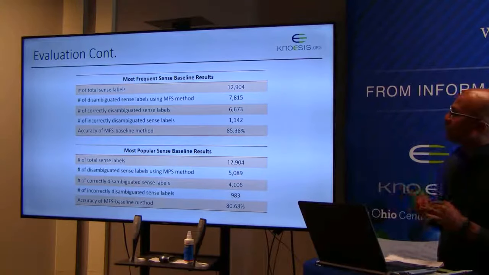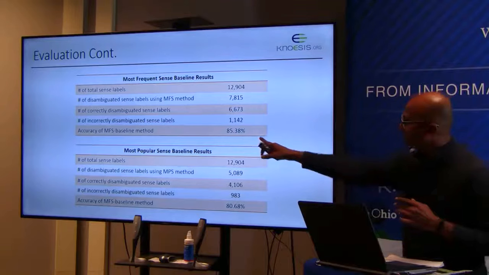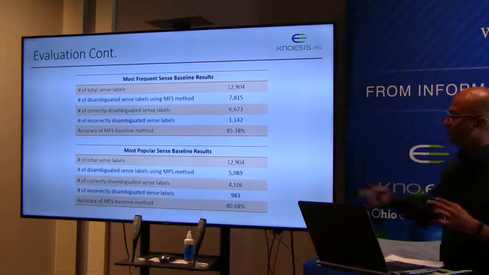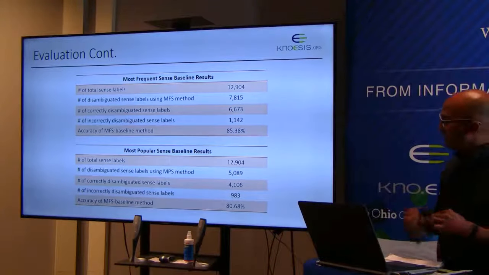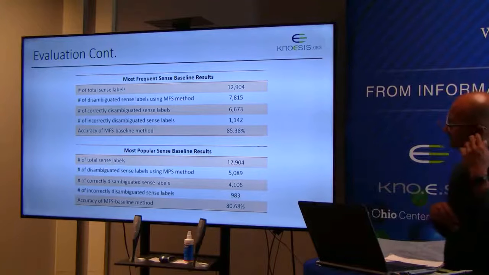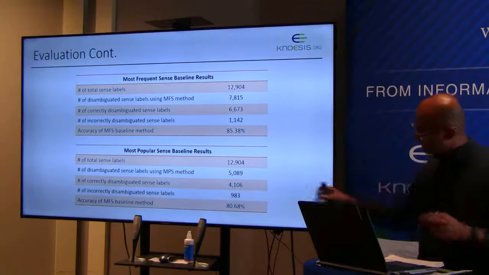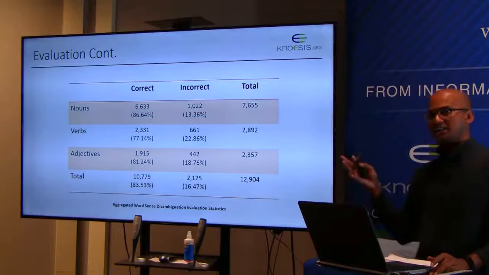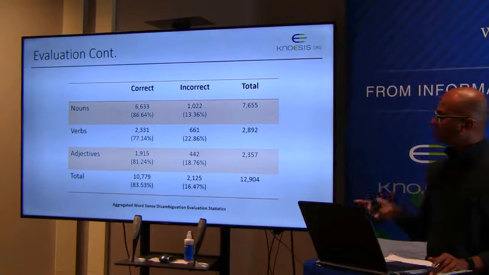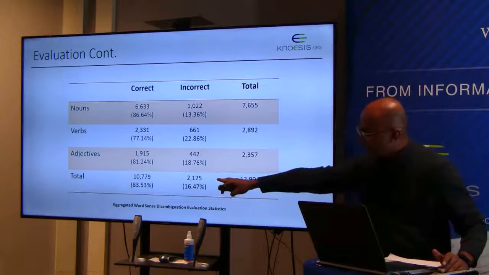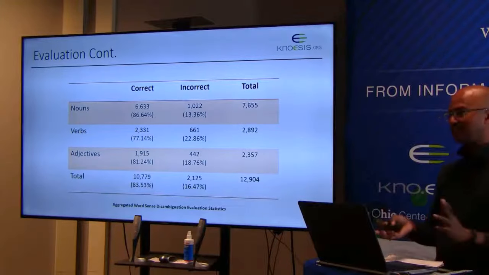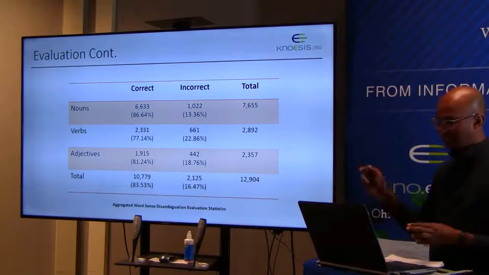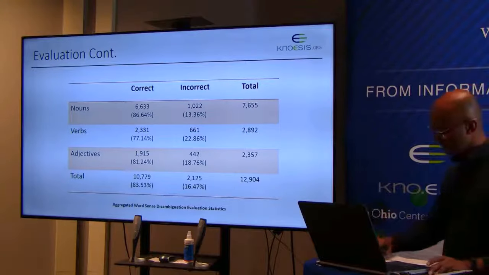So the most frequent sense baseline performed with an accuracy level of close to 85%. And the most popular sense baseline worked with an accuracy level of 80%. And when combined, the word sense disambiguation task gave us an accuracy of 83%, which is fairly nice when it comes to word sense disambiguation tasks.